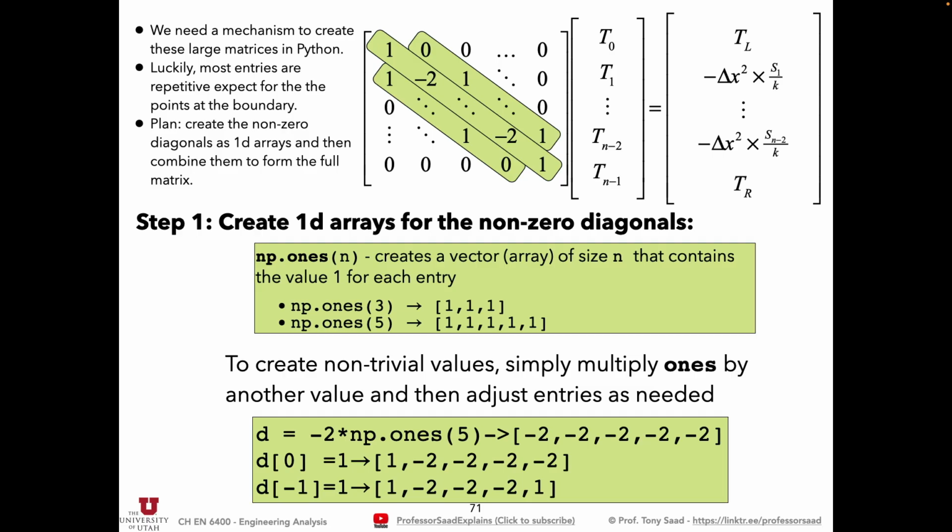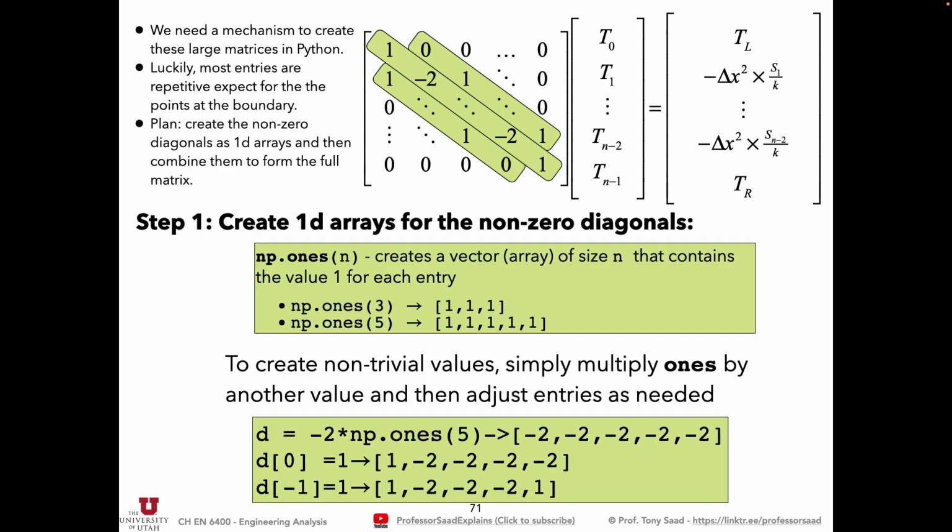So let's start here. My main diagonal, let's say, is of size 5. It's mostly -2s. So -2 times numpy.ones of size 5 gives me -2, -2, 5 times. Then to fix the first point, this numpy array, the first entry, which is d at 0, I set it equal to 1. So it's going to change this to 1. So I get 1, minus 2, minus 2, minus 2. I still need to fix the last entry and turn it into 1. So I index from the back. d at minus 1 is also equal to 1. I set it, and then I get a 1D array representation of this main diagonal.